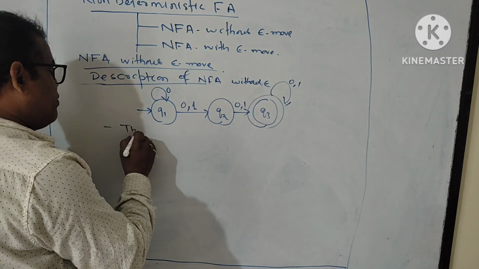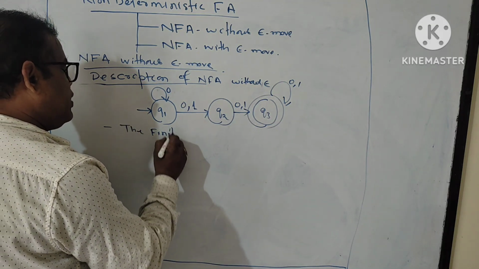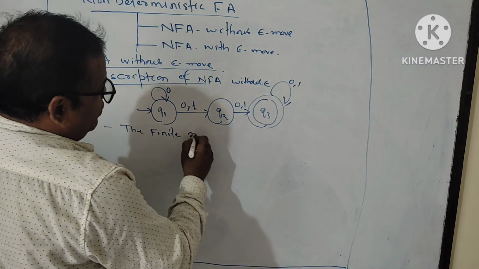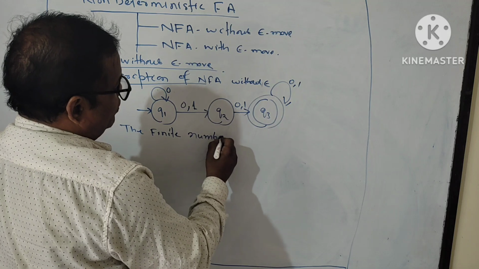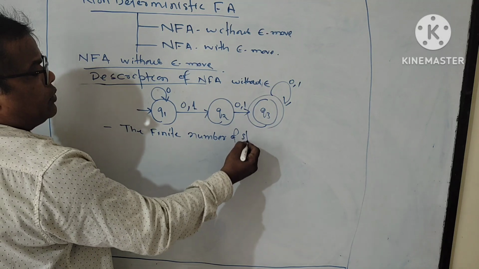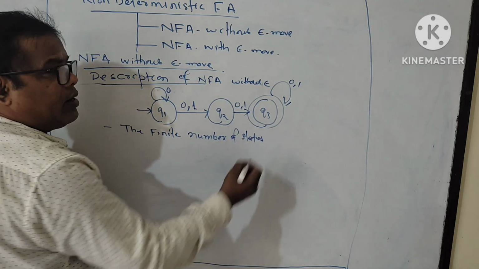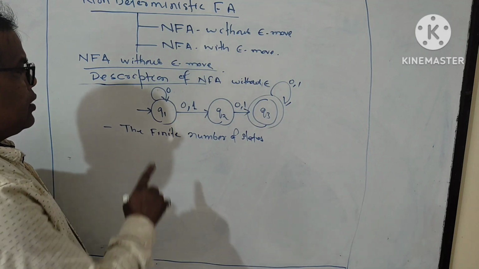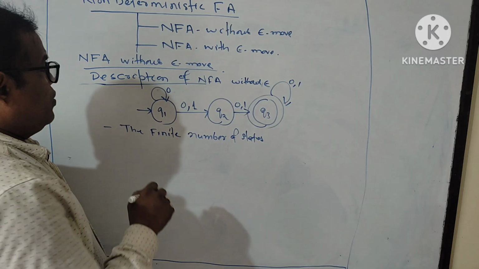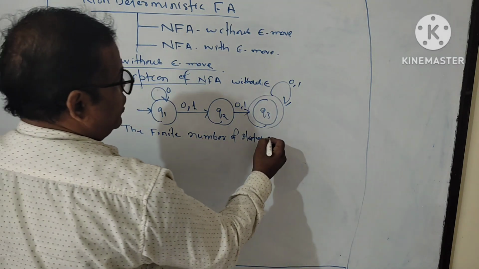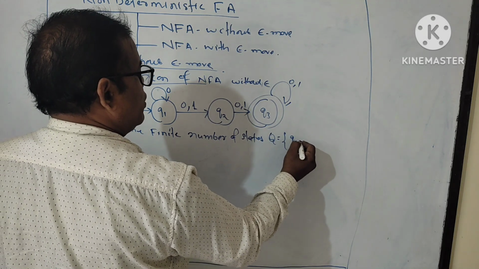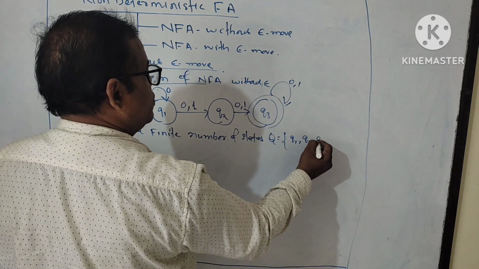The finite number, what is that idea? This NFA consists of a finite number of states. That is, the number of states is counted here, which is countable. So absolutely the finite number of states here, capital Q. What are they called? Q1, Q2, Q3.